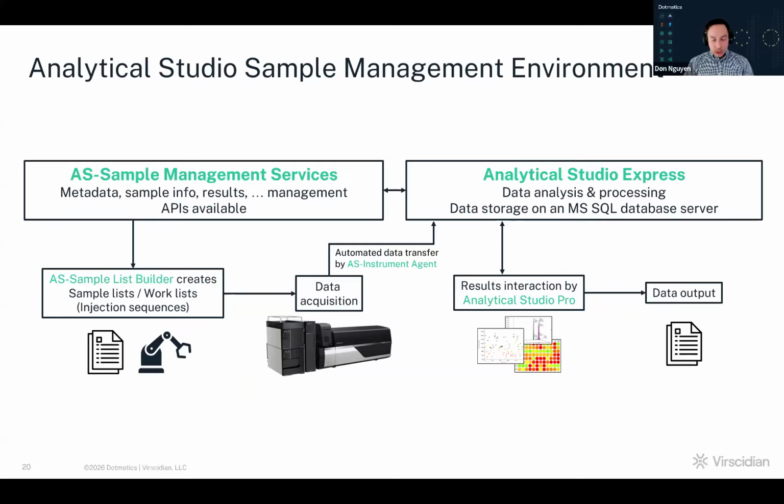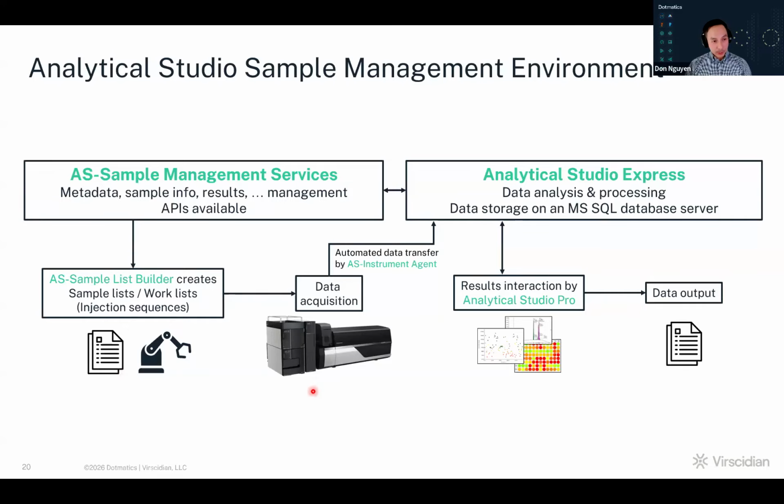So in order to automate ASMS, what we need to do is change our environment, right? And this environment makes use of sample management services. So what SMS is going to do is it will consume a compound list and take all that information in the compound list and store it as Versidian metadata in its own database, right? The users then can access Simple List Builder to generate a sample list automatically, right? So we don't have to create those injection sequences manually anymore.